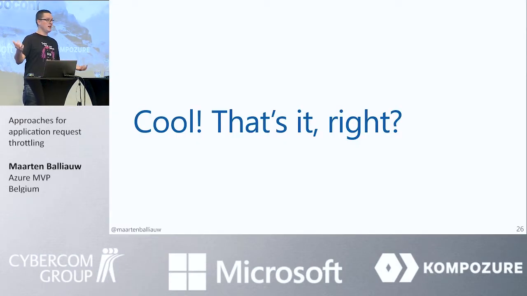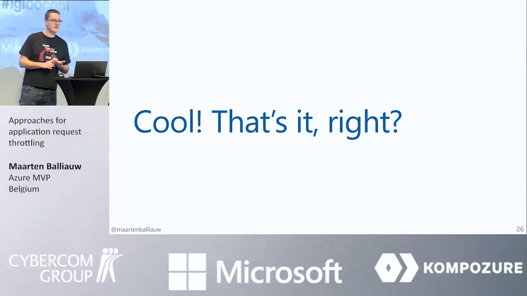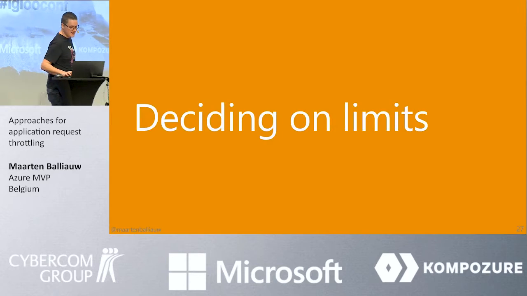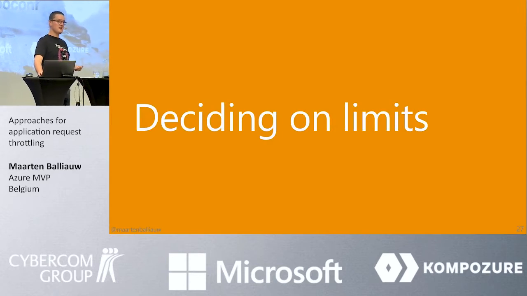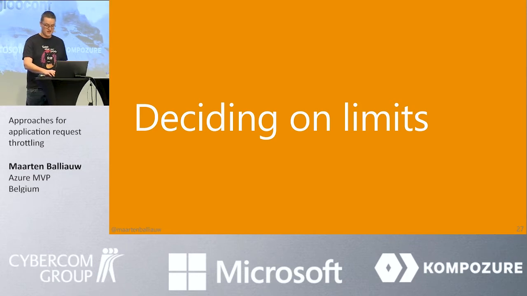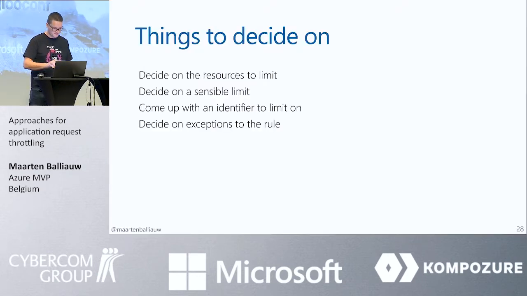Right, that's it, I think. No? We saw a technical solution. We saw a little bit on why we need application requests throttling. We're done, right? Well, turns out we are not. We have to decide on the limits that we want to impose and a couple of other things. And that's going to be a large chunk of the remainder of this talk.